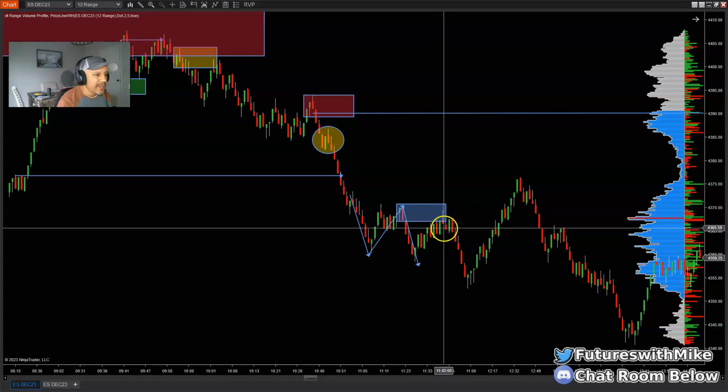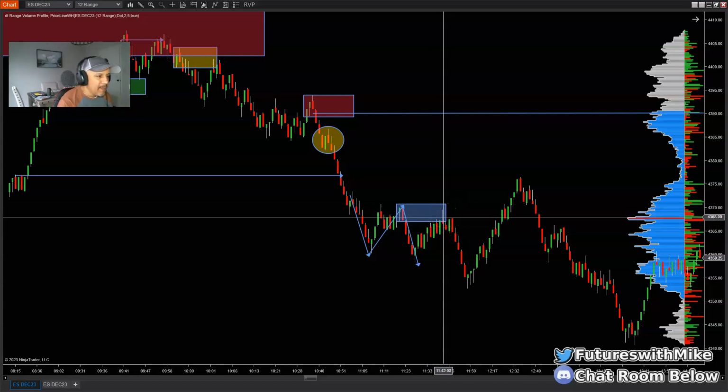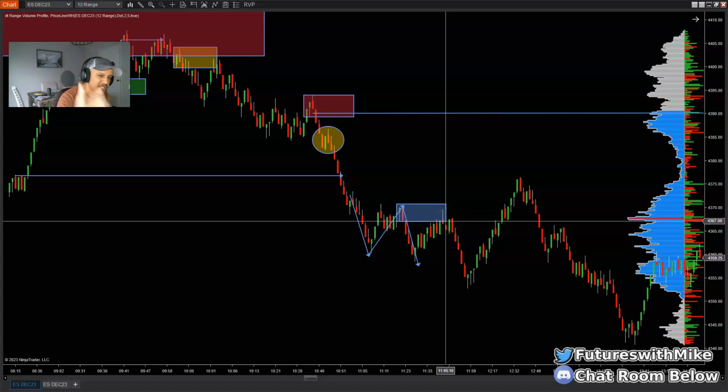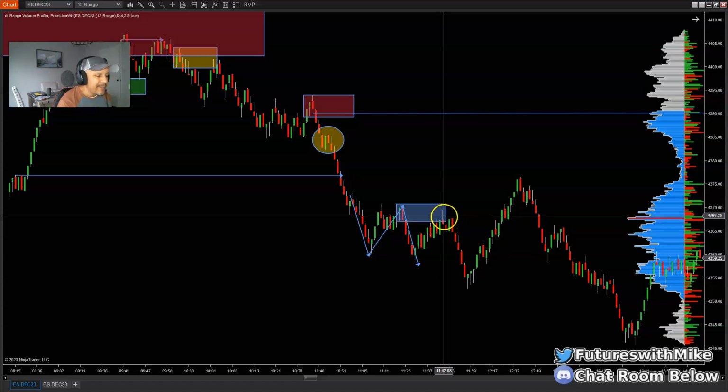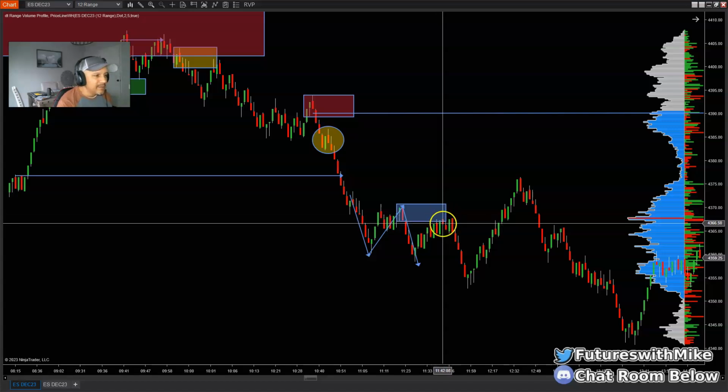All right? So we get a big wick into the zone. The body of it, which is the smaller portion, is pushing to the downside. That's a strong rejection right there. I typically get in trades like that aggressively when I see this type of activity on a candle like this.